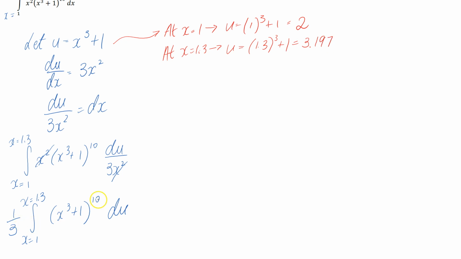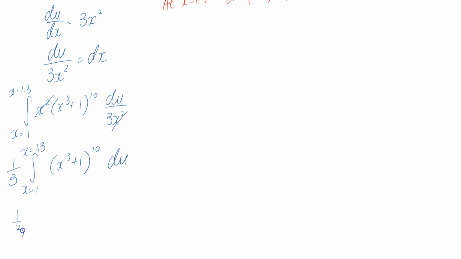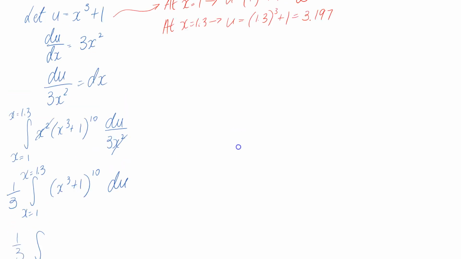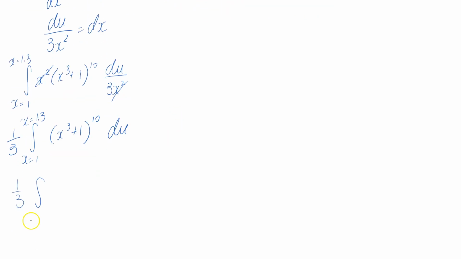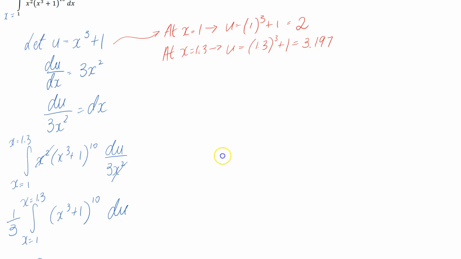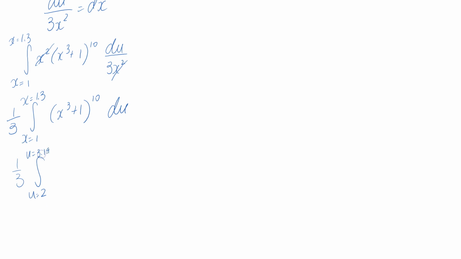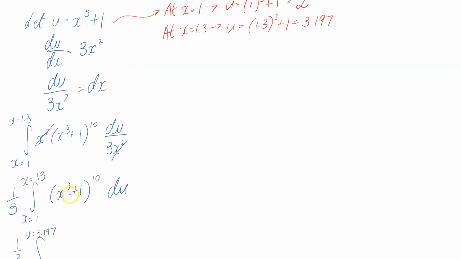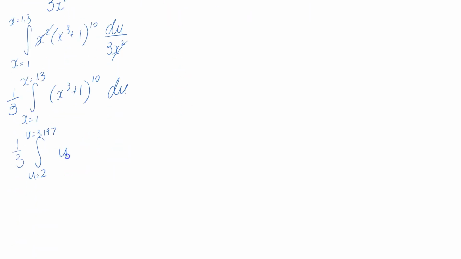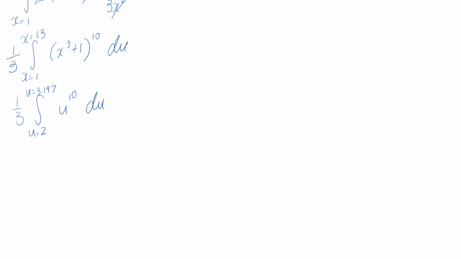So now I should be able to come down here and rewrite my integral. The third stays. x is equal to 1 is equivalent to u is equal to 2, so let's pop that here. And x is equal to 1.3 is equivalent to u is equal to 3.197. Next we have this bit written in terms of x, but we should be able to swap it over to u using this expression as well. So x cubed plus 1 is equal to u, so it becomes u to the power of 10. And we're doing all of this because we've written our thing so that we need to integrate with respect to u. So now we should be able to actually do the integral.